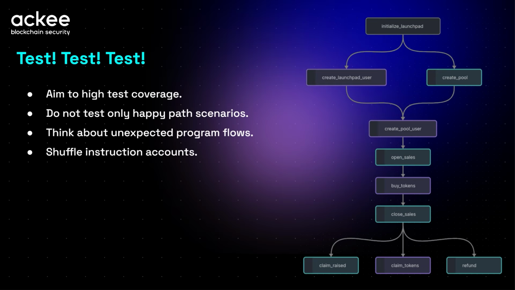different program flows, but you should also test that someone supplies unexpected accounts to your program. You can see in this diagram that, for example, opening sales can be done only by the administrator of the ICO, so you should also test that it is really the case that only the specified admin can do it and not an unauthorized user.